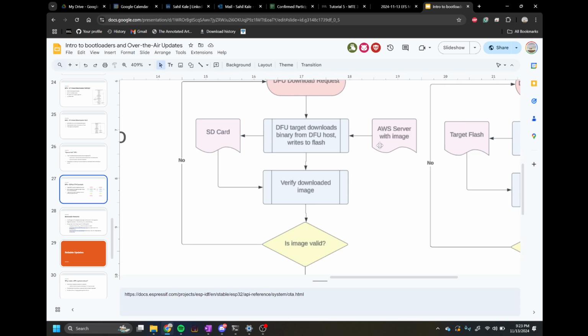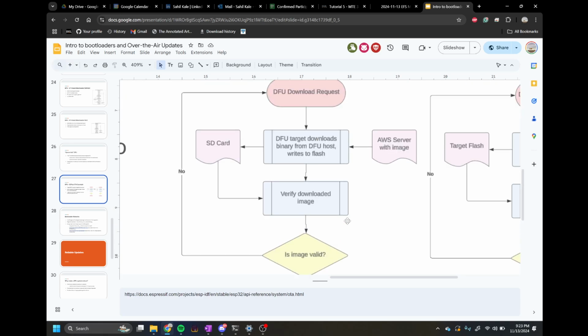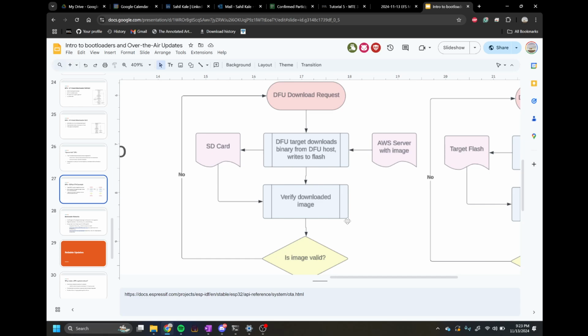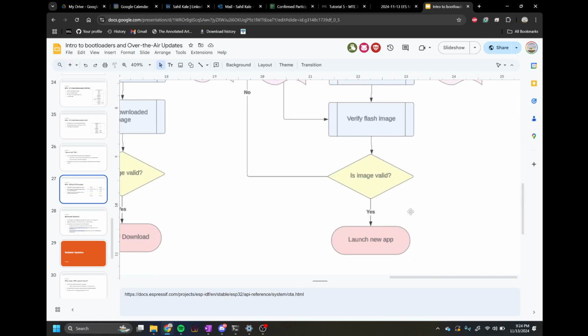You have this AWS server with an image. It downloads it, writes it to an SD card. We verify the downloaded image, make sure the image is valid, and if it's yes, we just end the download. In this case, if it's not, I just say, just try to re-download it again. And when we want to load an application, we just take the data from the SD card, overwrite the application flash with the new SD card image, and then we verify the flash image. And if so, we're going to launch it. That makes sense overall. There are different ways you can define loading a DFU host flash to your actual target flash. Make sense? Cool.